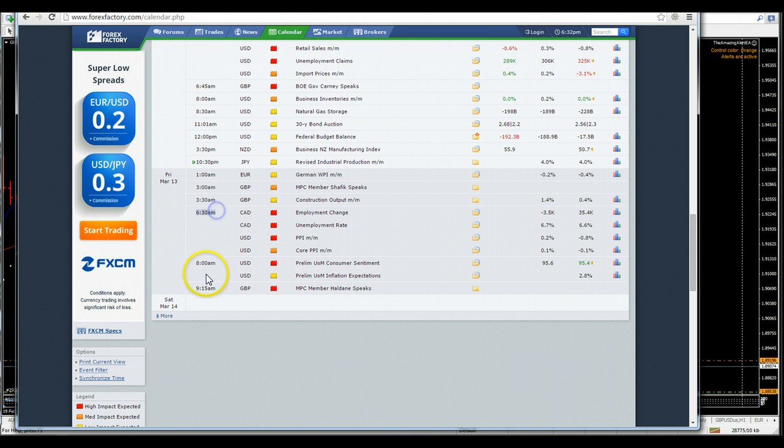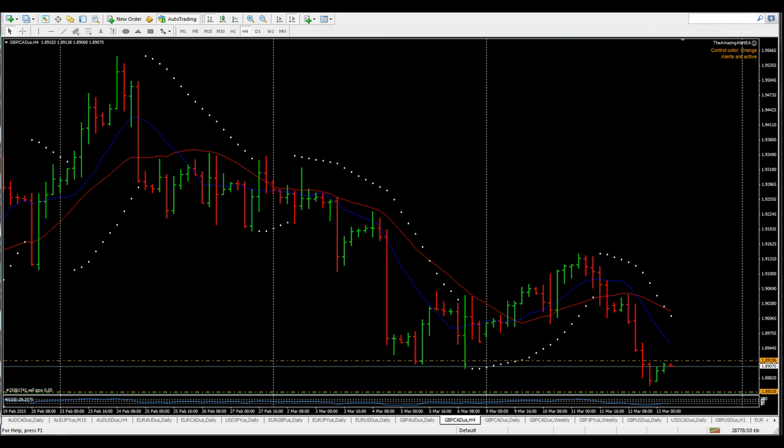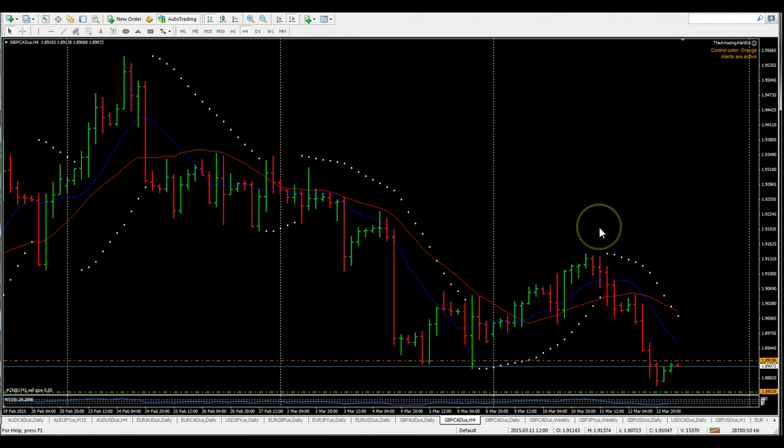At 6:30 Mountain Daylight Time, we have 2 news announcements coming out for the Canadian dollar, which are high impact. We have the unemployment change and the unemployment rate. So tomorrow morning, going into the New York session, those 2 news announcements could be the catalyst that could drive price down if we're going to continue to get weakness on the Great British Pound. So those are a few things to think about.